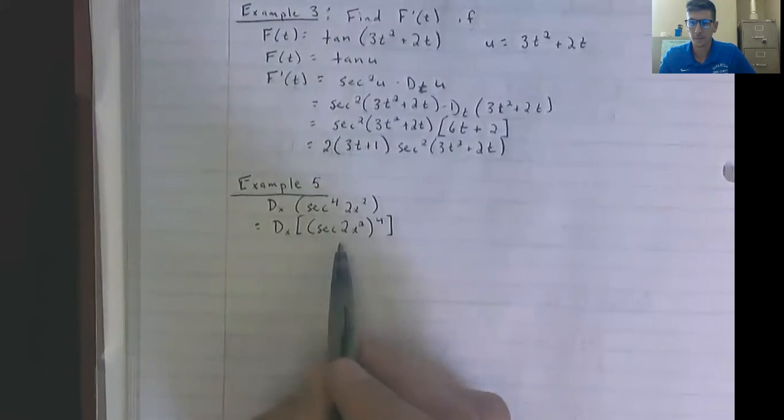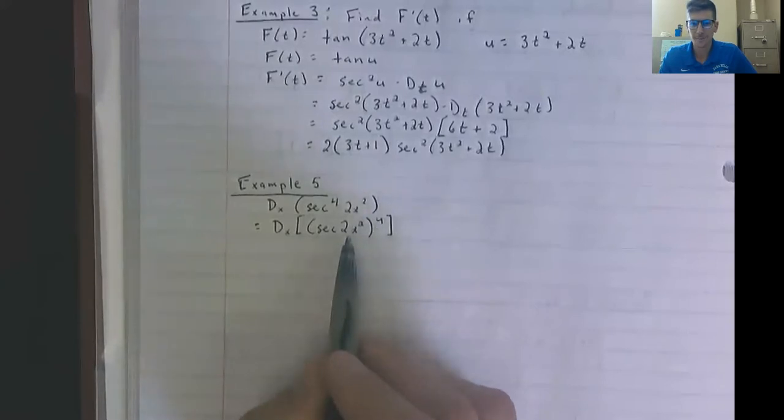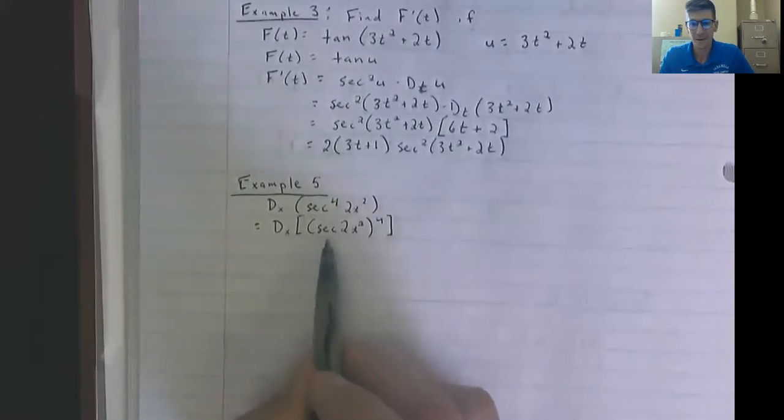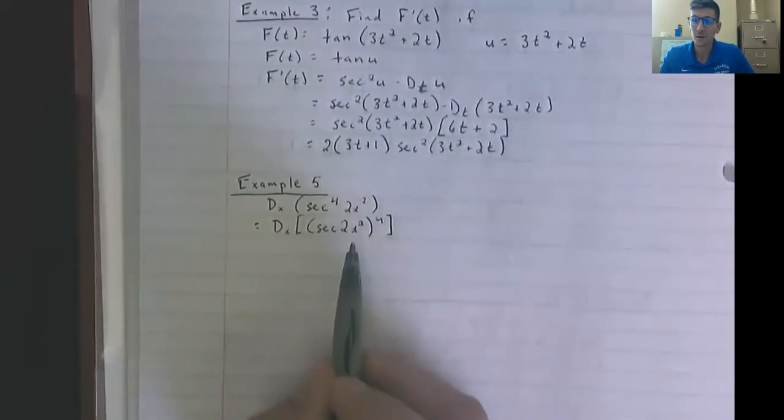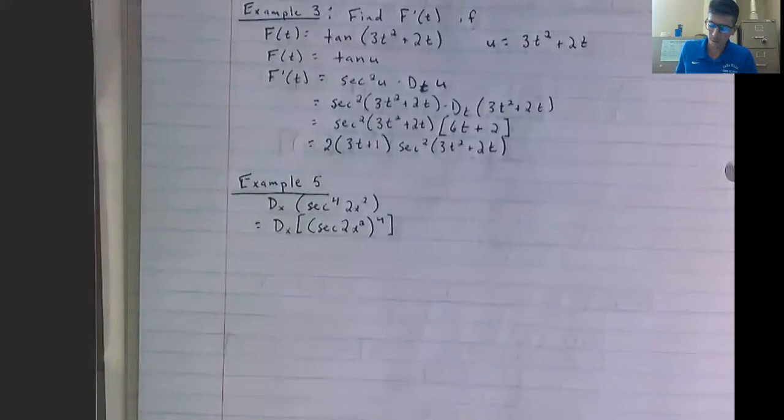So this is a composite function. Our outer function is the quartic function. Our inner function is the secant function. But where the fun happens in this example is that our inner function is itself another outer function. Layers, man. And the inner function of that function is 2x squared. So we're going to get a double chain here. It's going to be a lot of fun. So let's do it one little step at a time.